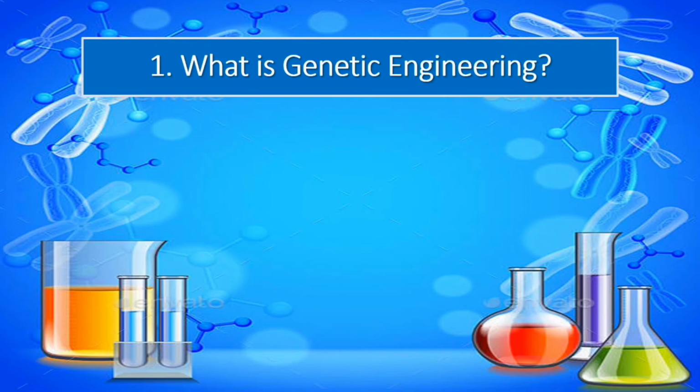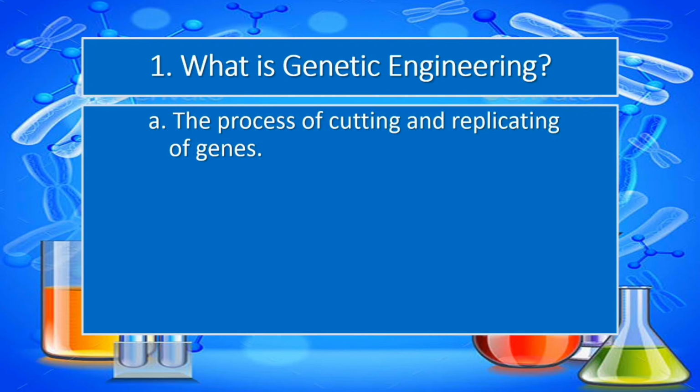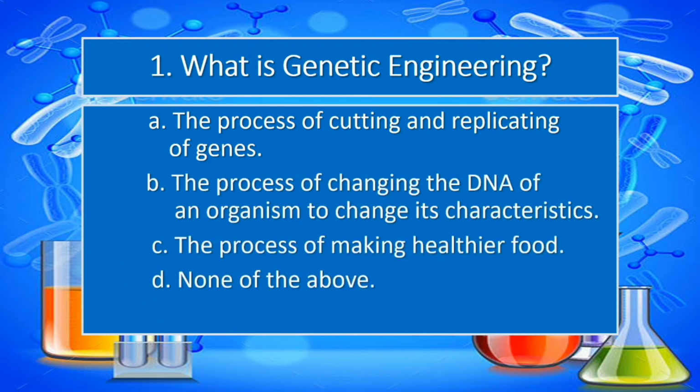Let's go back to the pretest. What is genetic engineering? Is it A, the process of cutting and replicating of genes? B, the process of changing the DNA of an organism to change its characteristics? C, the process of making healthier food? Or D, none of the above? The correct answer is letter B, the process of changing the DNA of an organism to change its characteristics.